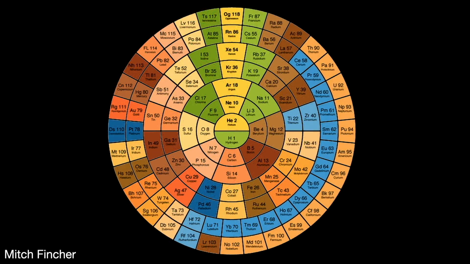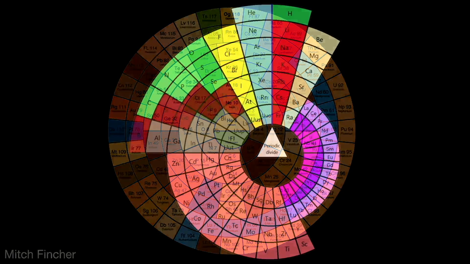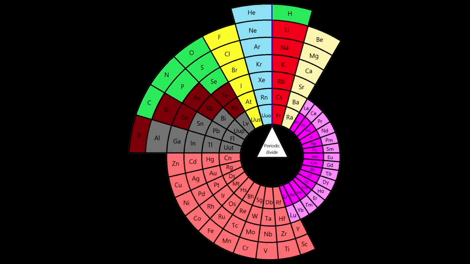This circular version looks like a Mayan calendar a bit, but is confusing because the families of elements aren't very obvious. This one was designed by Mitch Fincher. Here's a circular version that has hydrogen on the outside and does a good job displaying element families. You probably recognize it's really just a bent version of the long-form table.